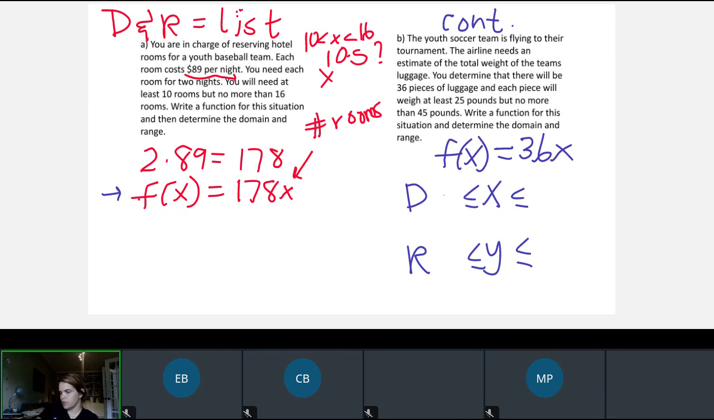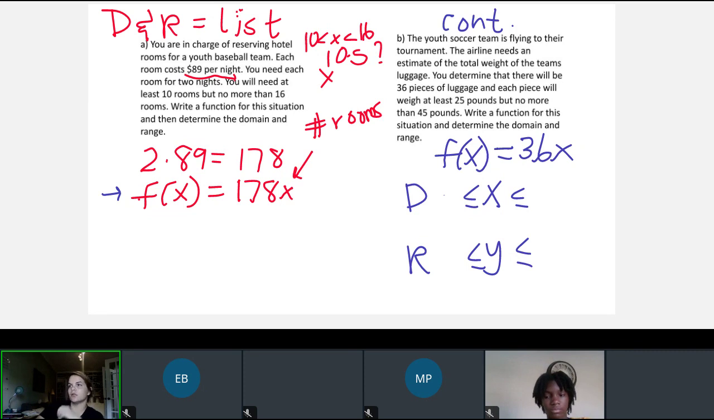So you've got your range. Yes, your range value for part B is correct. This is right, but then this 45 over here is not. So you need to plug 45 into 36x. So 36 times 45, and that would be your number down here for range. So you're close. And then when you finish that, when you make that adjustment, go ahead and raise your hand so I can go back and regrade it for you, okay?